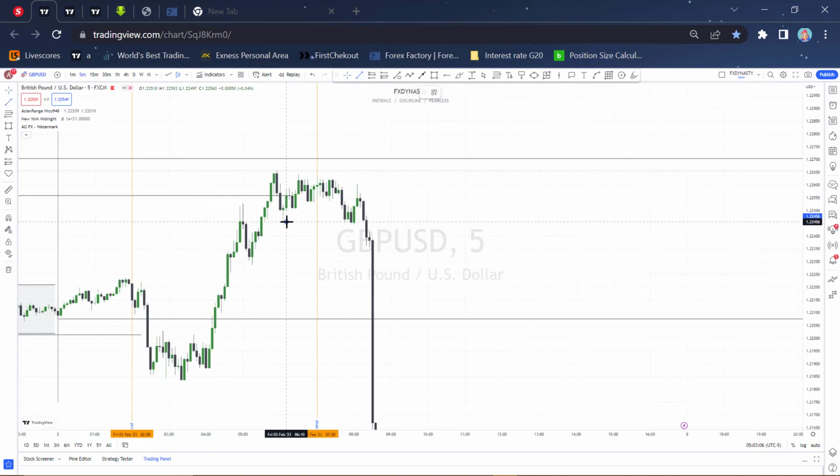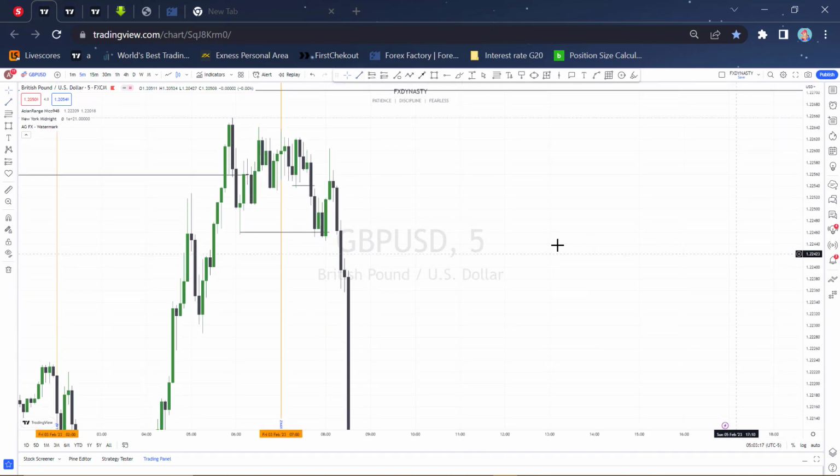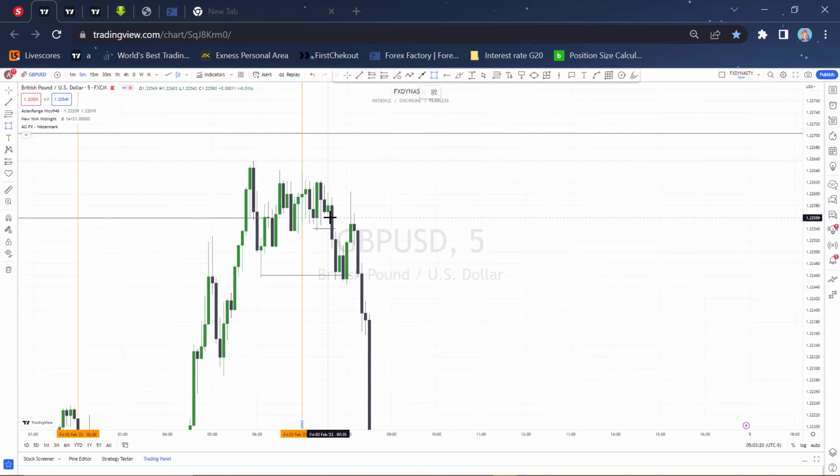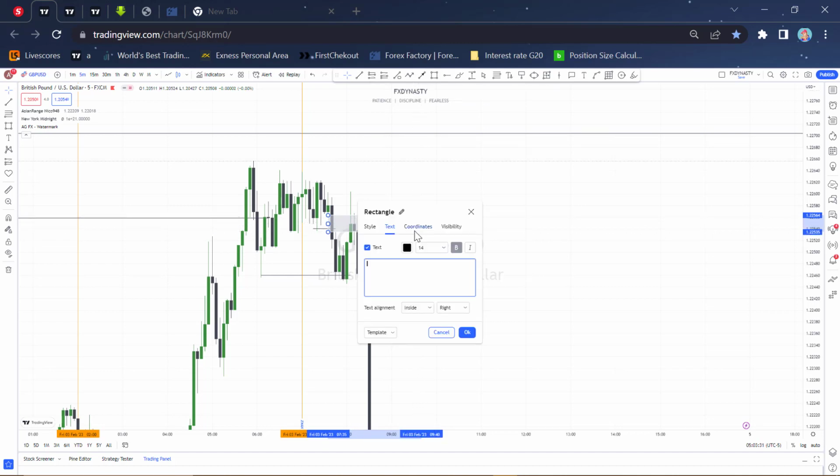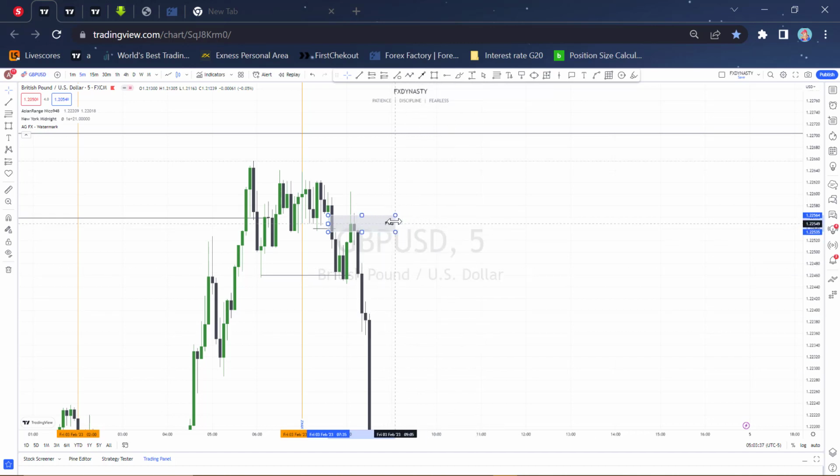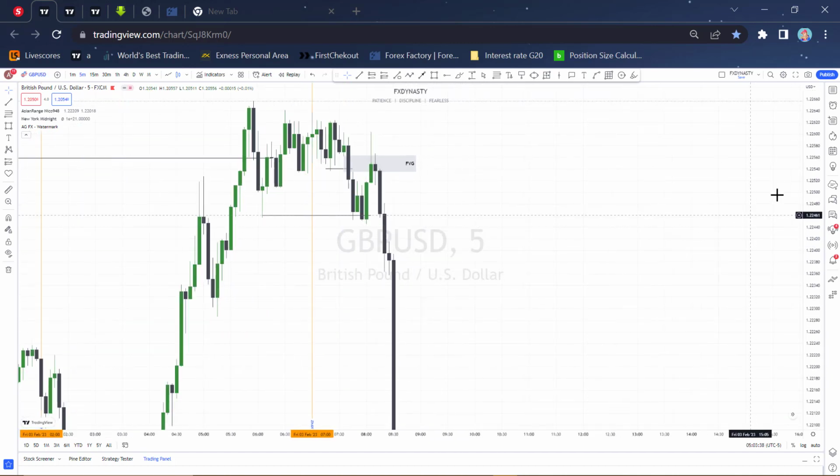I'm sorry to say this is going to be a very short video, guys, so just bear with me. We see this shift in market structure occurring on the 5 minute time frame, even before the NFP release. And this is where I took my trade, guys, in this fair value gap.